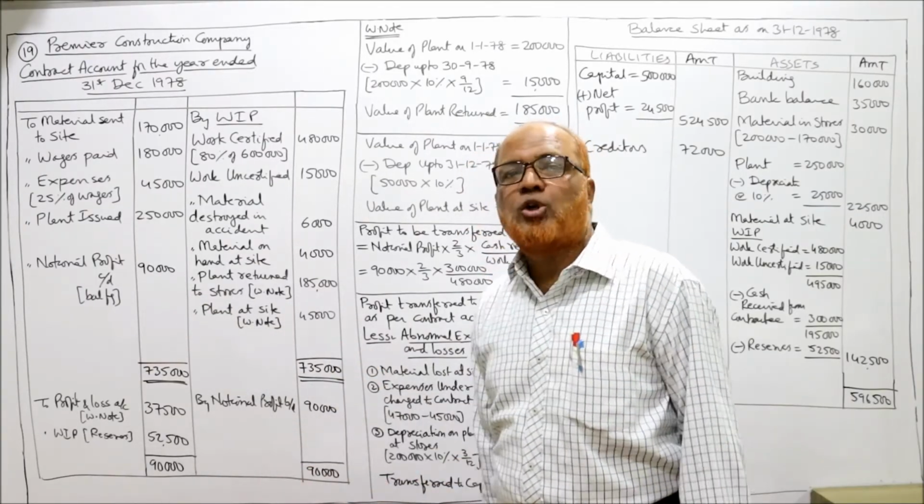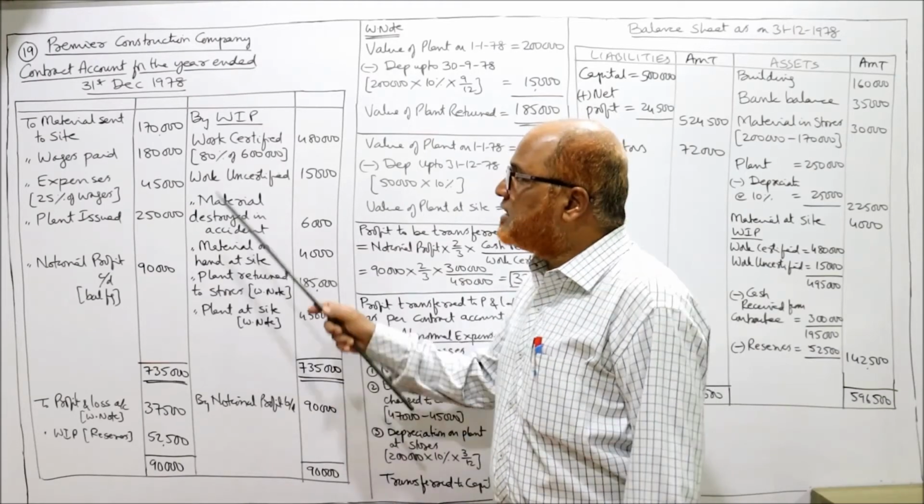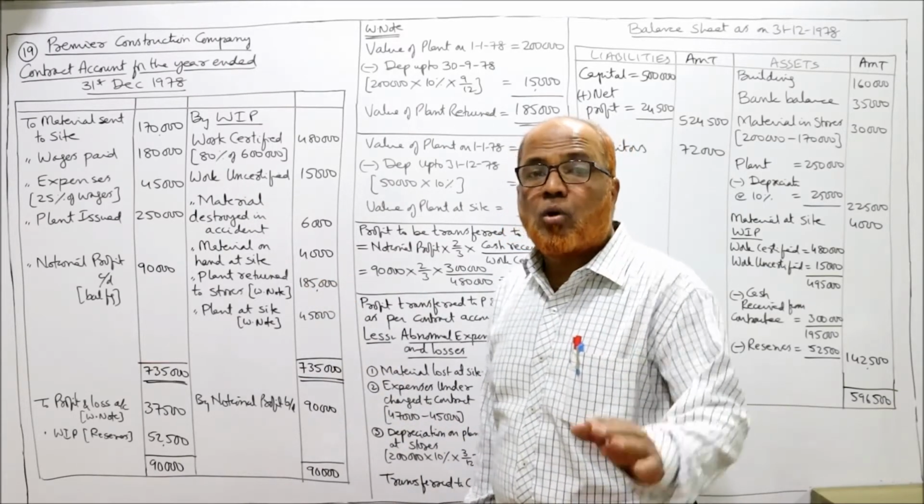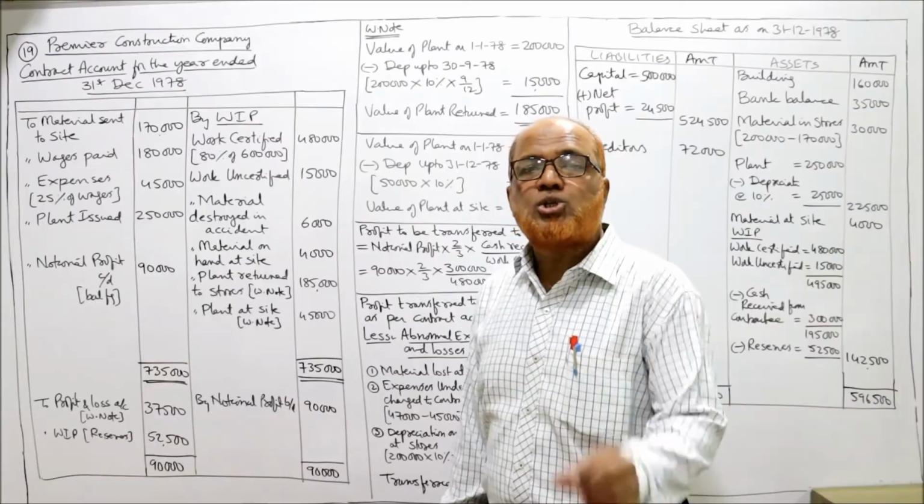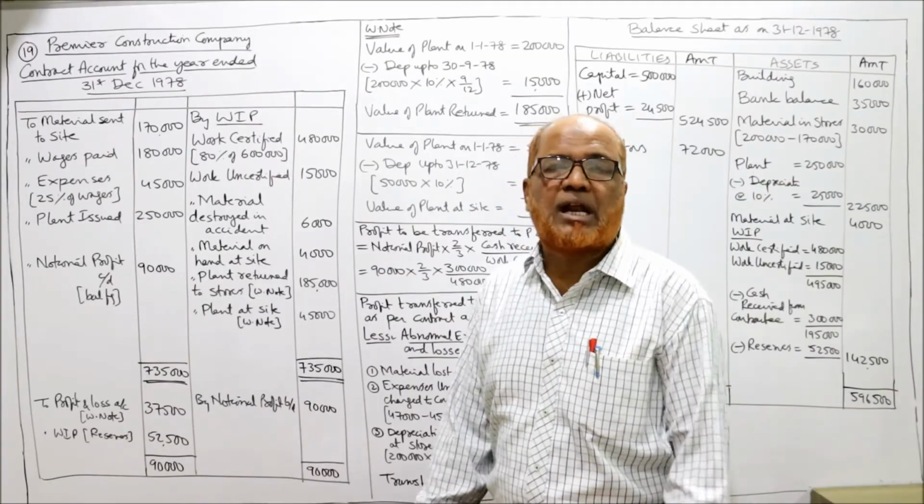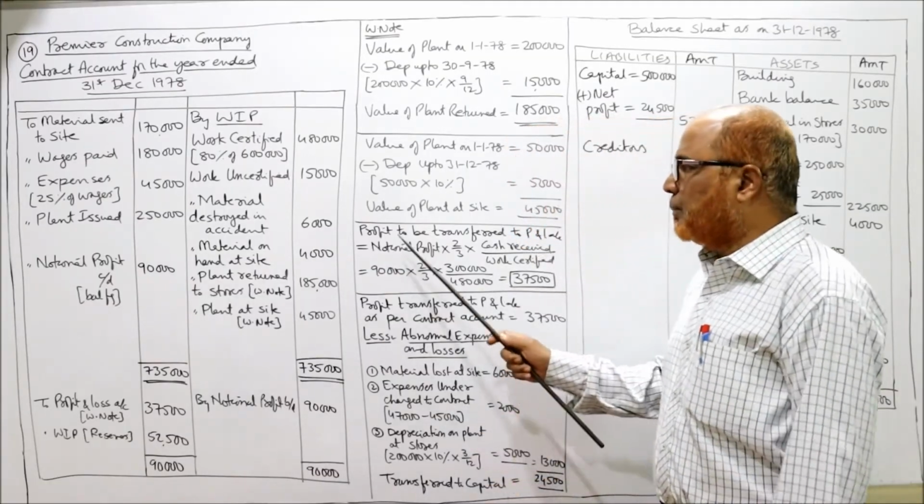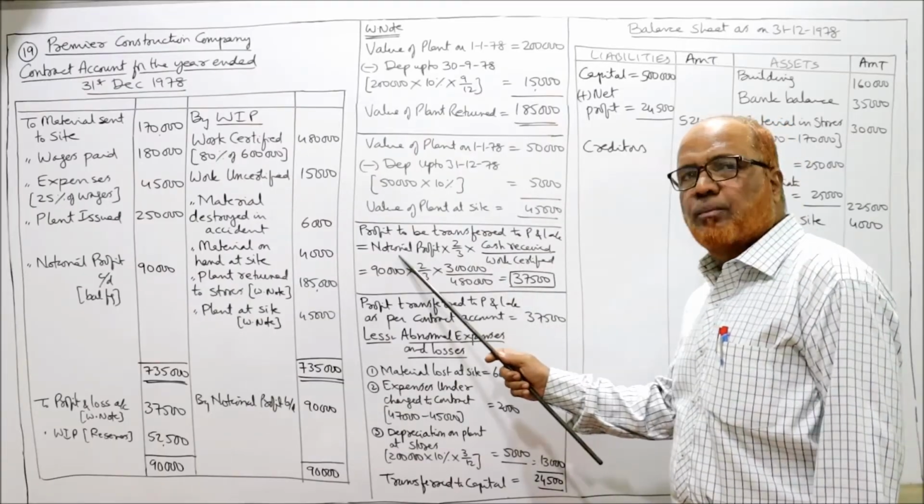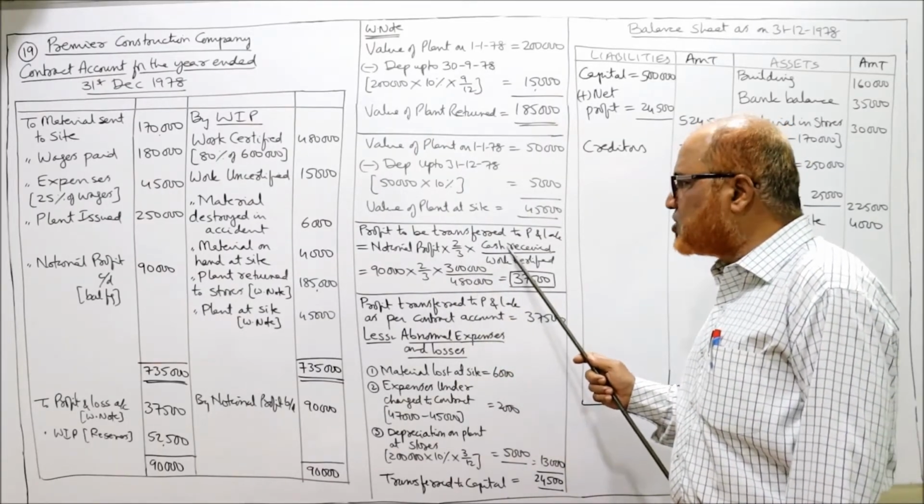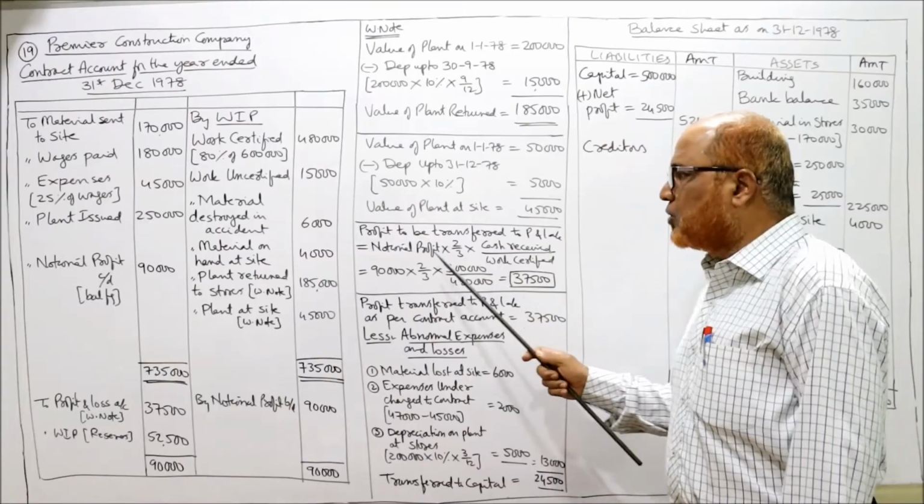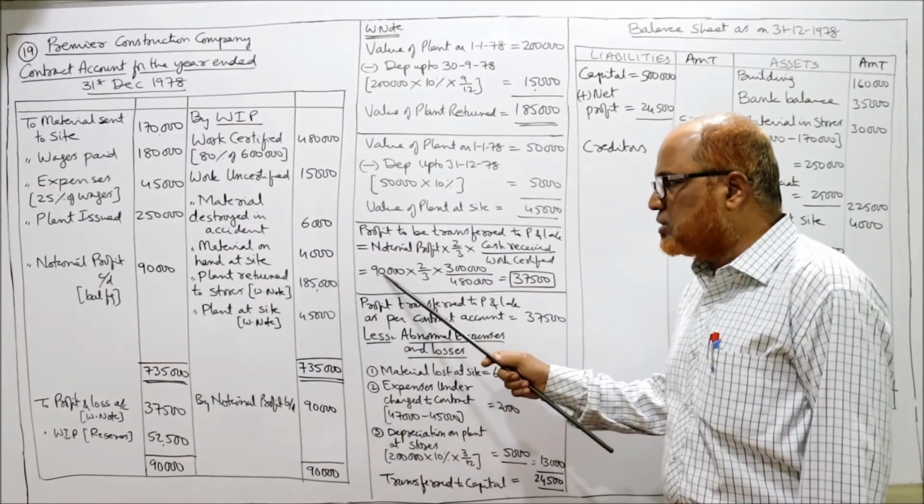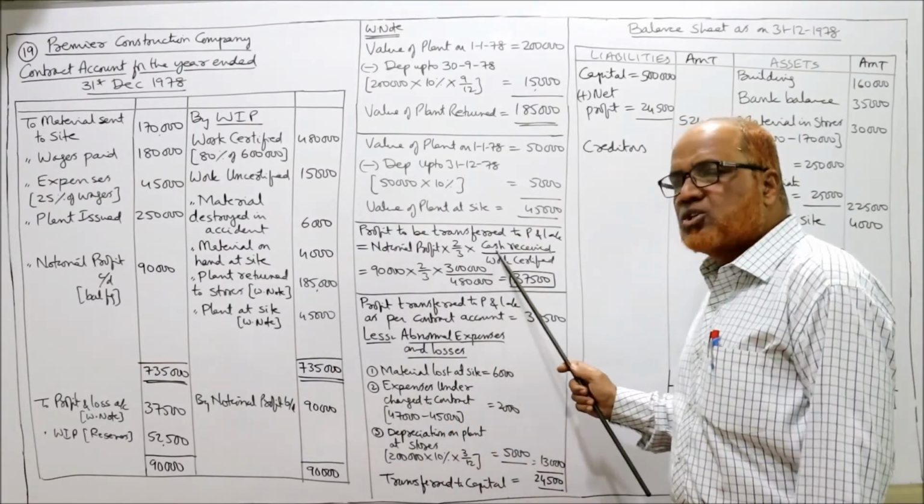Now, profit to be transferred to P&L account. 80% of work is completed. More than 50% work is completed. So 2/3 of the notional profit will be transferred to P&L account. The profit to be transferred to P&L account is notional profit into 2/3 into cash received by work certified. So how much is the notional profit we got? 90,000. 2/3 into cash received.